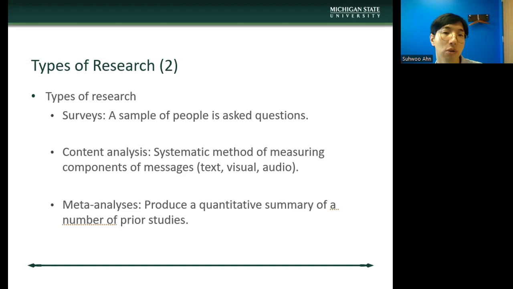Another type of research is content analysis. Content analysis is defined as a systematic method of measuring components of messages. So researchers look at texts, videos, and audios and identify the characteristics of the messages. That is content analysis.